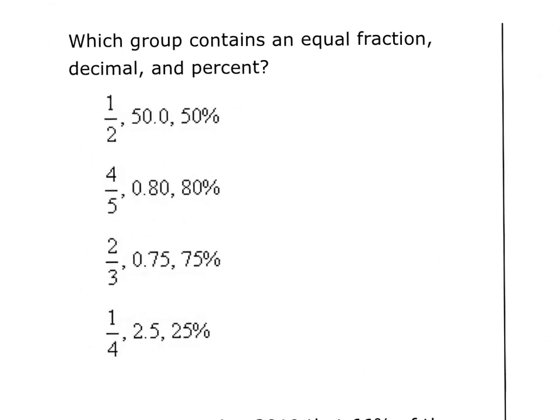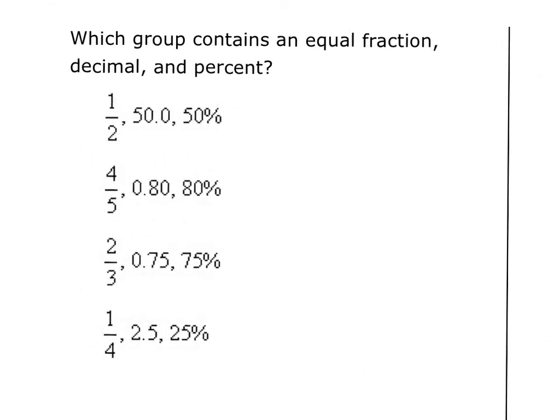First question. Which group contains an equal fraction, decimal, and percent? So we've got to be able to compare these and see which ones are all equal. Now, how do I compare fractions, decimals, and percents? What's our strategy? How do we compare numbers like this? There's a strategy that we use. Change them to what? Not decimals, percents. Change them all to percents.